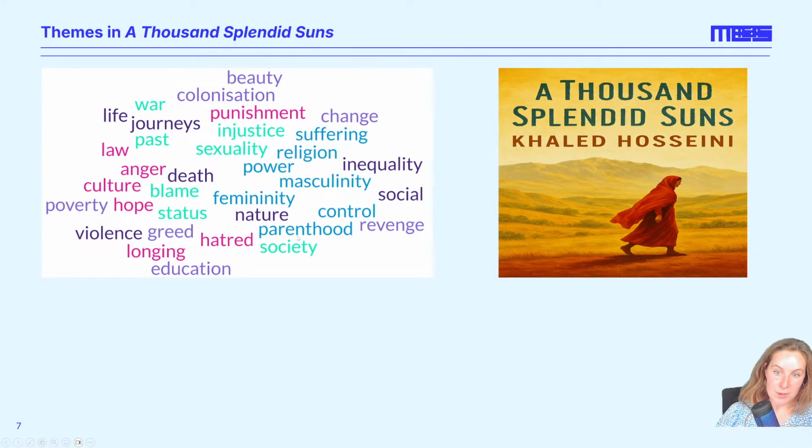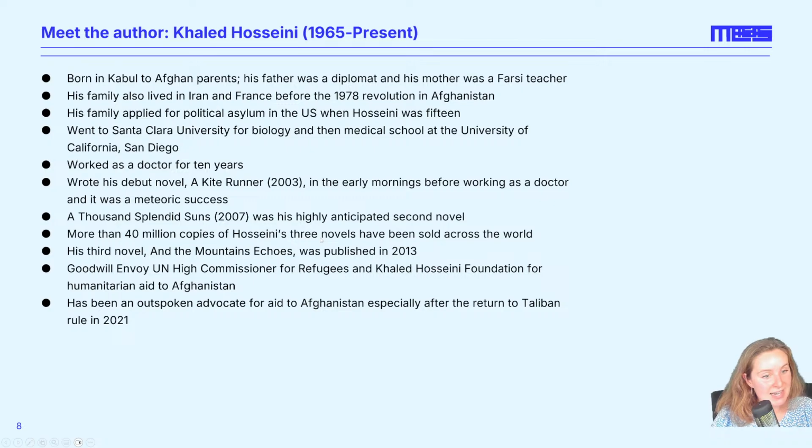Some themes that we'll see in A Thousand Splendid Suns are very common across A level. You might have argued these themes in GCSE, but they're much broader in scope when we're talking about them at A level. So, beauty, colonization, punishment, injustice, blame, culture, death, hope, violence, greed, society, parenthood, revenge, social inequality, femininity, masculinity, education, longing, life are all ideas that appear in this text.